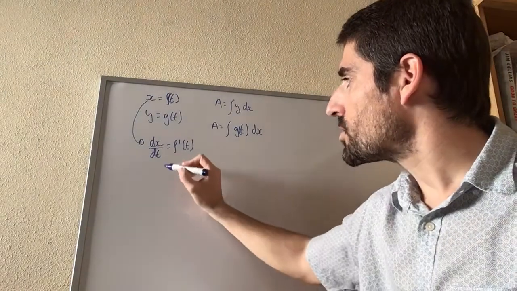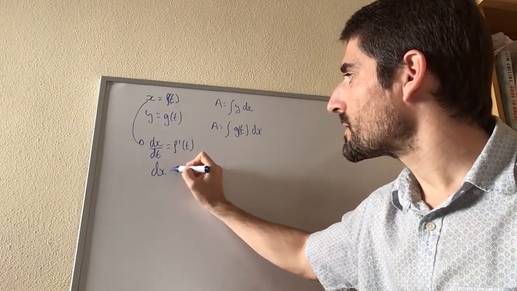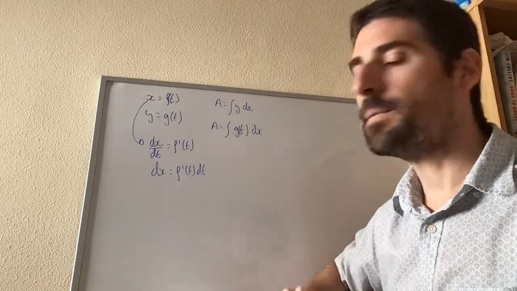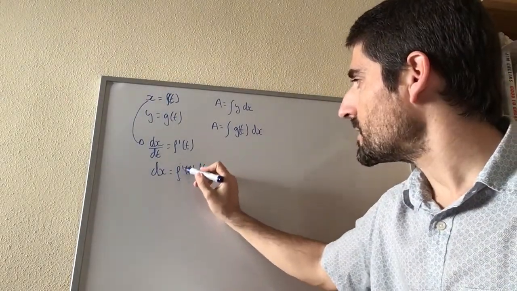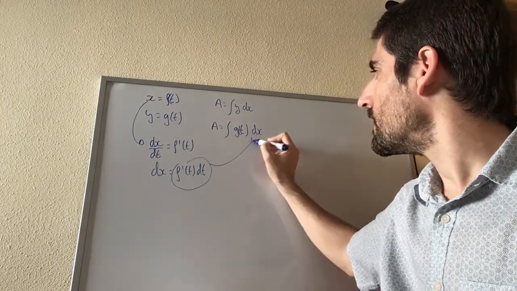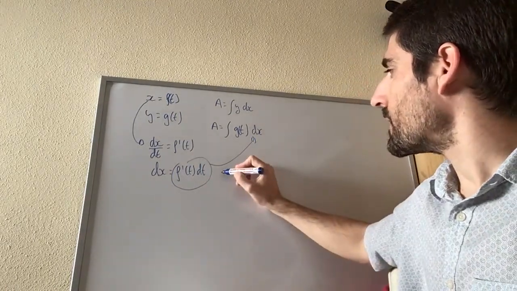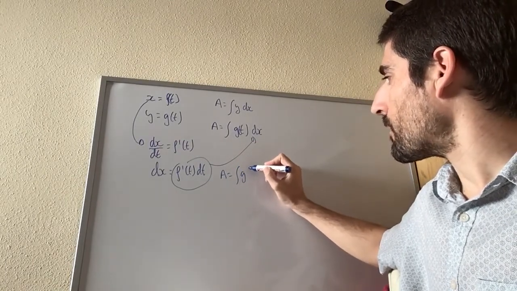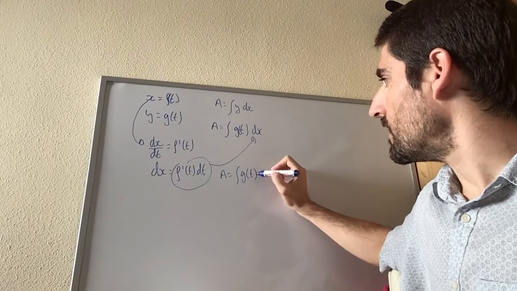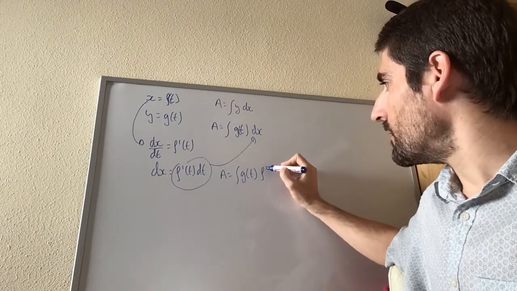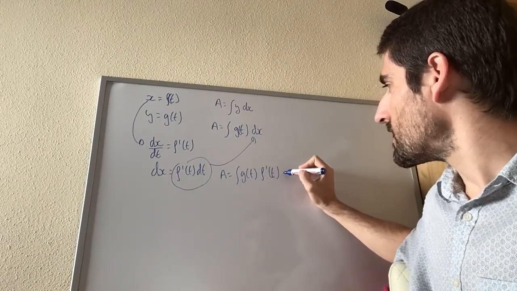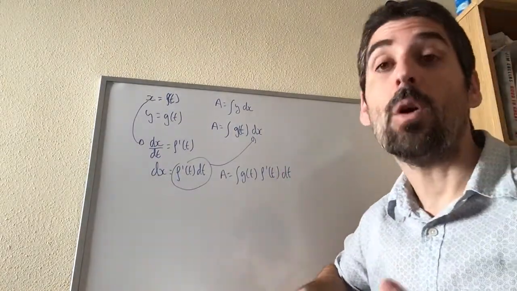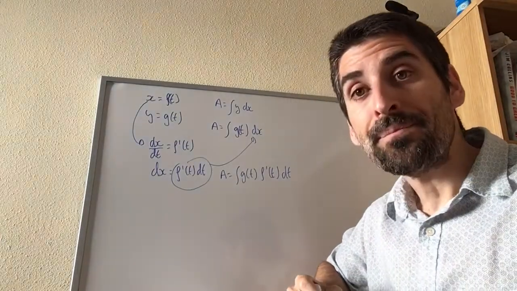And if I rearrange, dx is f prime of t dt. And I can substitute this into that, so that the area under a curve is the integral of the parametric for y relative to t multiplied by the derivative of the parametric for x relative to t, and then I can integrate that, or hopefully you can integrate that, okay?